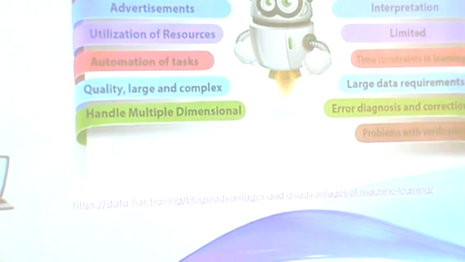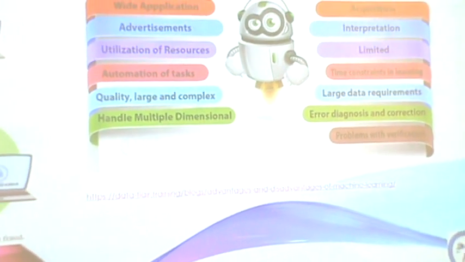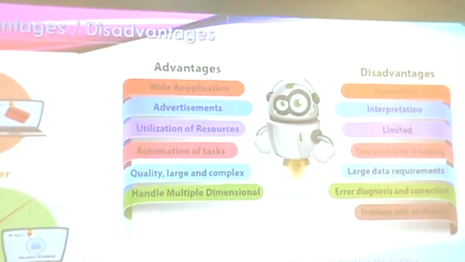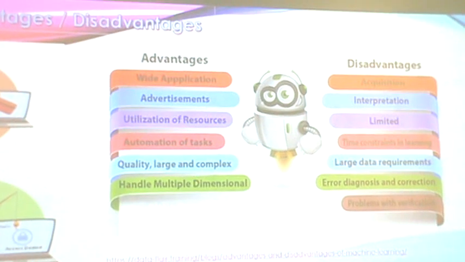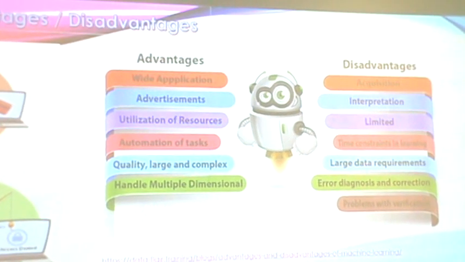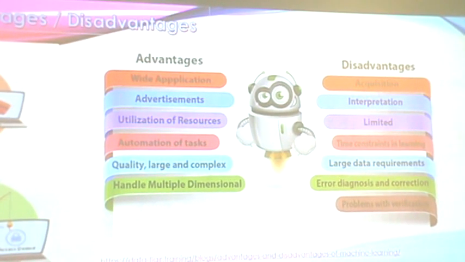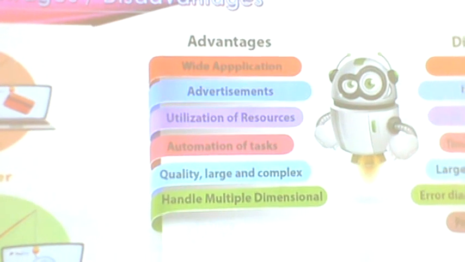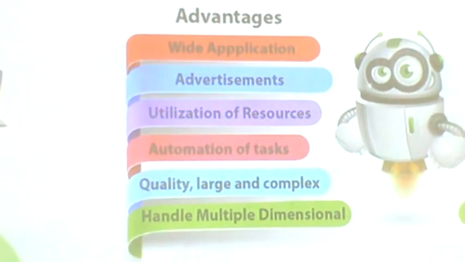So, advantages and disadvantages of machine learning. Now we know that PayPal lets us wire transfer money automatically from anywhere to any place. In PayPal, fraud detection happens. So what they have done is implemented the machine learning concept in PayPal itself.